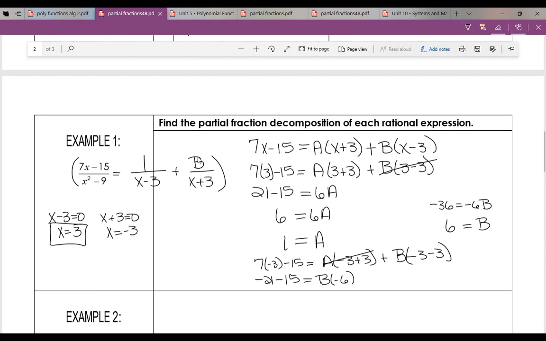So I'm going to come up here. I'm going to take out my b, and I am going to put 6 right here. Everybody okay with that? Now, if you were to go backwards, if you were to find the common denominator, which means you have to change both numerator and denominator here and here, you would end up back at 7x minus 15 over x squared minus 9. Okay?